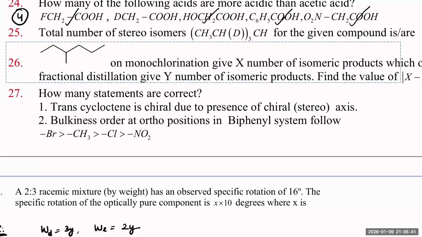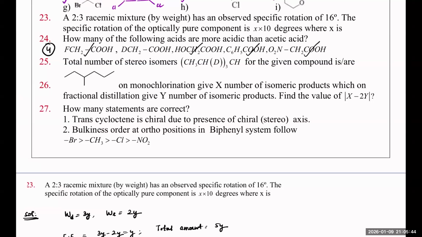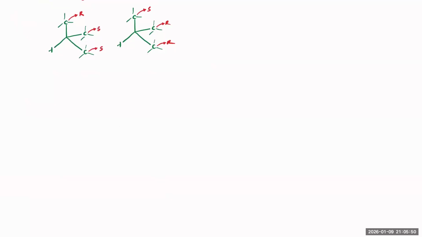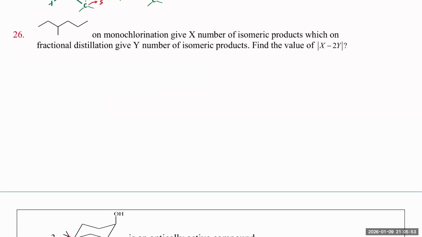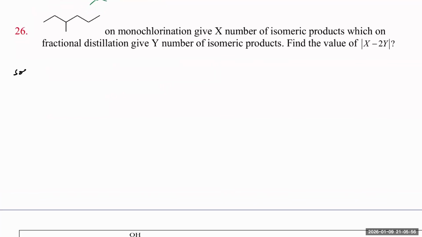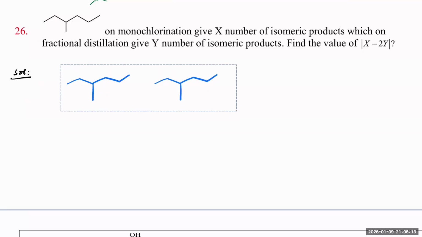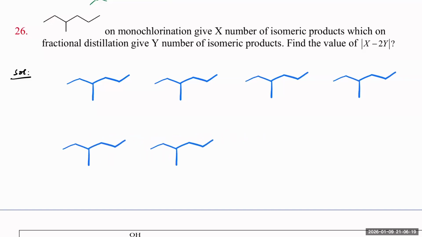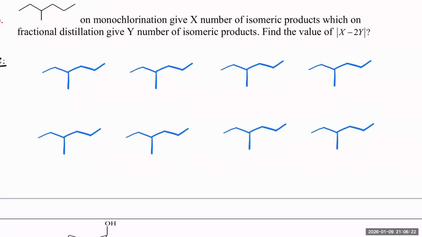See the next one. For this, if I perform a monochlorination and that gives X number of isomeric products, which on fractional distillation give Y number of isomeric products, find the value of X minus 2Y. So let's see, this is the compound we have. For this case, you have to do monochlorination. So I'll copy as many structures as possible so that I can write the structural forms. Then we can see how many we can get stereo-wise also.